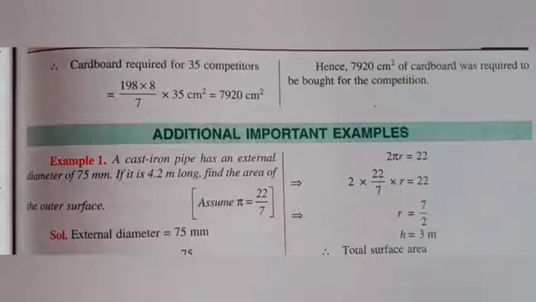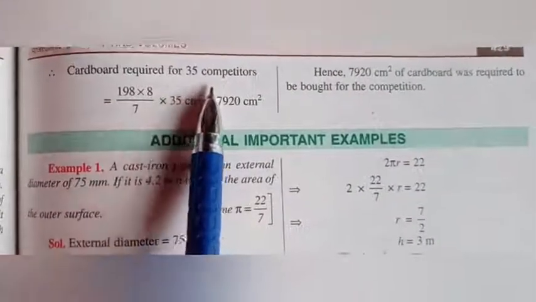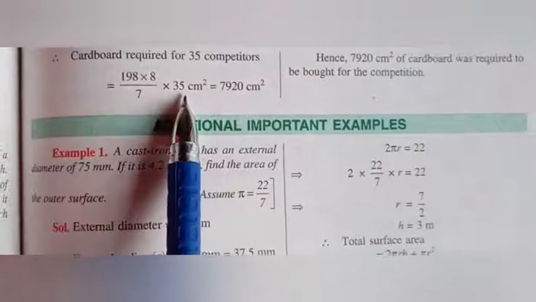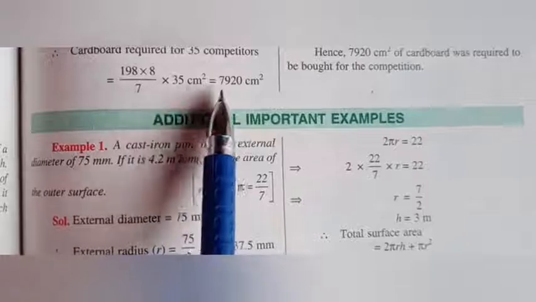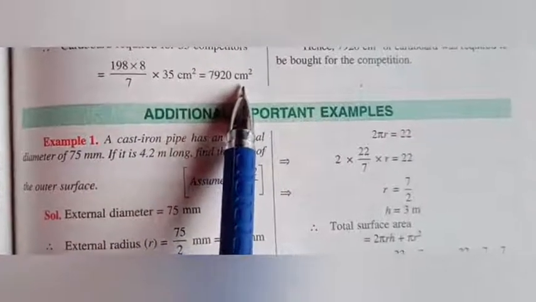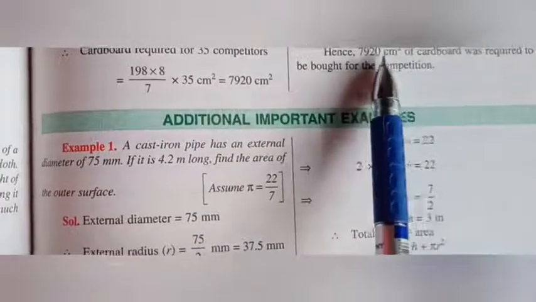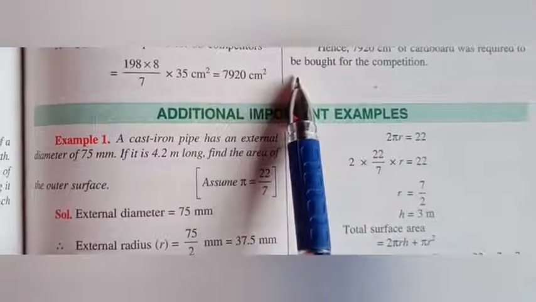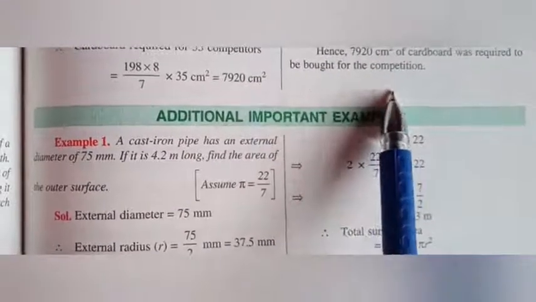We need to find cardboard required for 35 competitors. So area for one into 35 we get 7920 centimeter square. So 7920 centimeter square of cardboard was required to be bought for the competition.